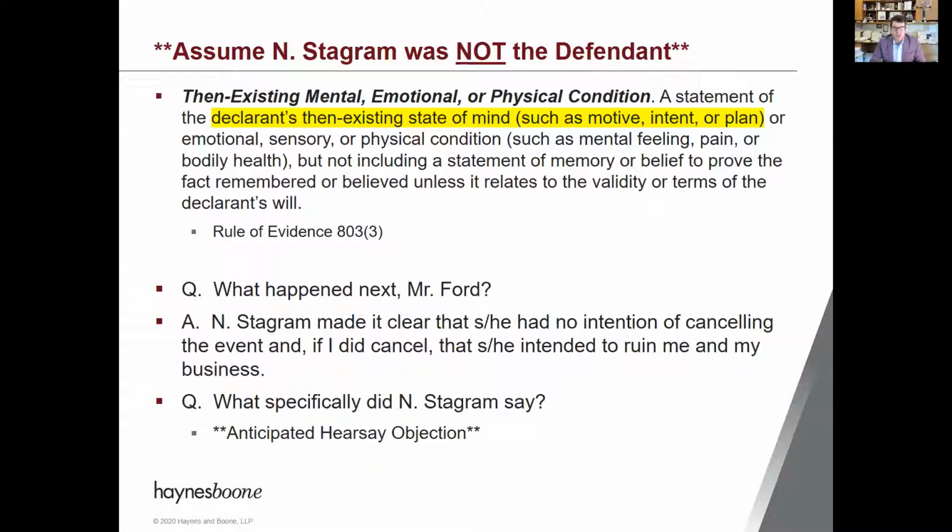When you front load it in that manner, and you can do this with any other exception, right? You think about like the excited utterance when somebody's dying. What happened next? I got to the accident scene and the decedent was lying there with blood coming out from the wound on his side, gasping for air, telling me, I don't think I'm going to make it. By the way, so-and-so is who hit my car. You've already laid the groundwork for the excited utterance, as opposed to what happened next.